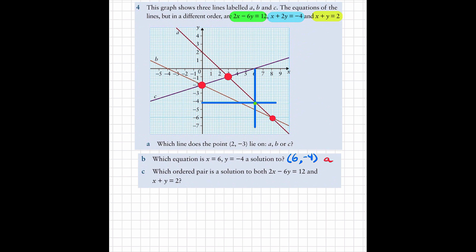So if I look at this point down here, what are the coordinates? Well, it's 6 in the x and negative 6 in the y. So what I need to do is take an equation like this one, x plus y equals 2, and take the x, which is 6, and the y, negative 6. Does that equal 2? Well, no. 6 plus negative 6 is 0, and 0 does not equal 2. So that tells me that that cannot be one of the solutions. So let's go to one of the other lines.